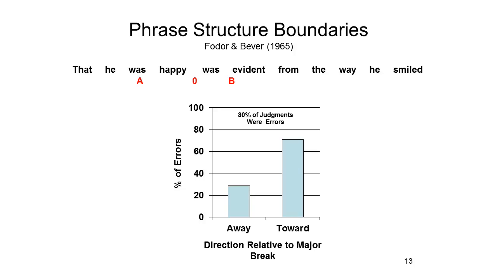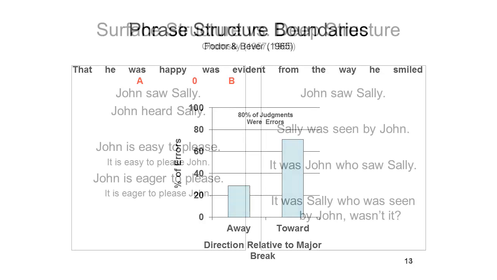When the click was located right at the boundary between the noun phrase and the verb phrase, subjects generally located it accurately. But when the click was presented within the noun phrase or within the verb phrase, they made a lot of mistakes. And the vast majority of those mistakes entailed displacing the click toward the boundary between the noun phrase and the verb phrase. They hardly ever displaced the click away from that boundary. This suggests that the noun phrase and the verb phrases were perceived as separate units.